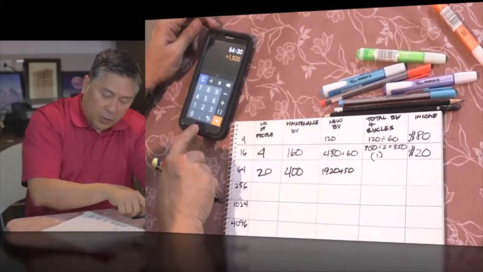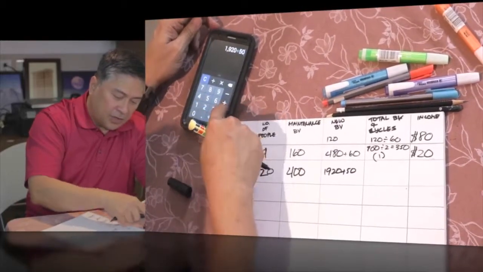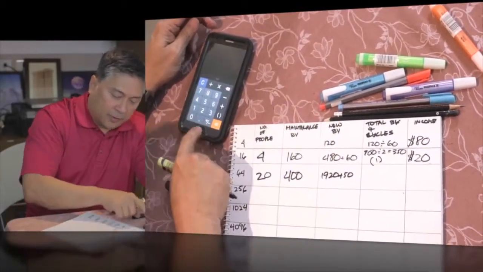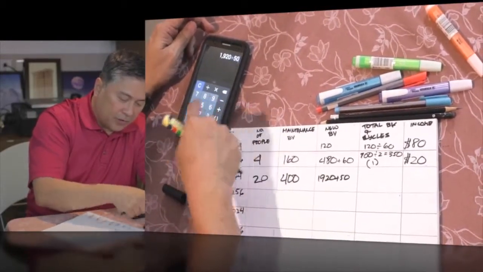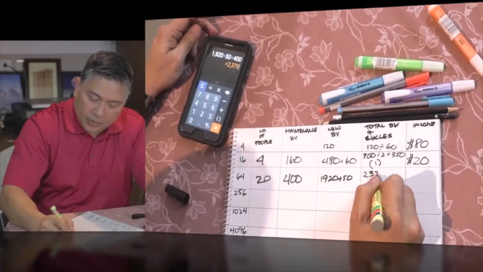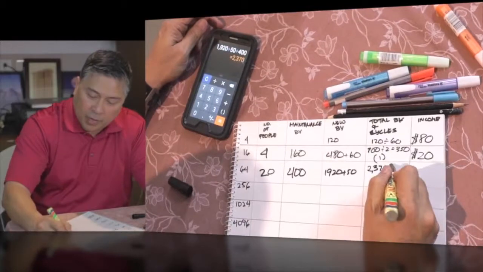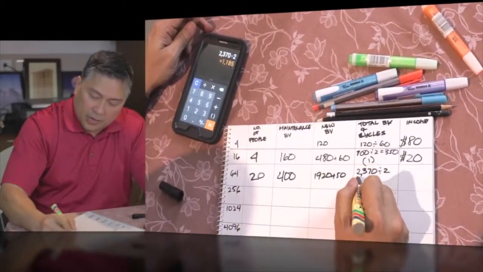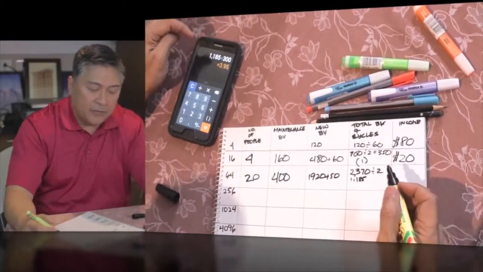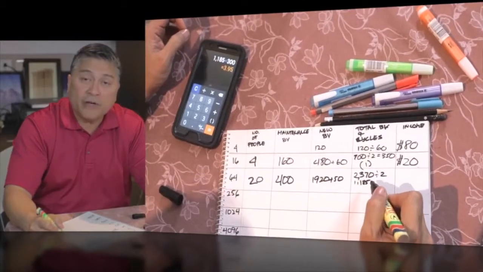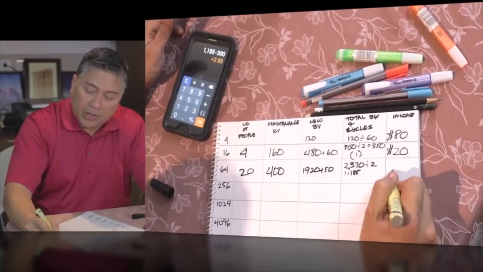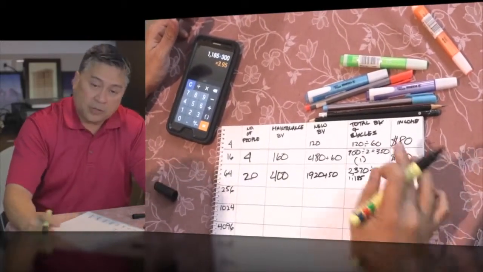Okay, so now the total BV, you take 1,920 plus 50 plus the 400, and you have a total of, do it again, 1,920 plus 50 plus 400 equals 2,370 total BV. Then you divide by 2. Okay, divide by 2. That's 1,185. Okay, then divide that by 300. So divide by 300, and that'll give you 3.95 cycles. Actually, that's 4 cycles, so that would be the $80, because that's the $20. Okay, that's why it's 80, 20, 80.